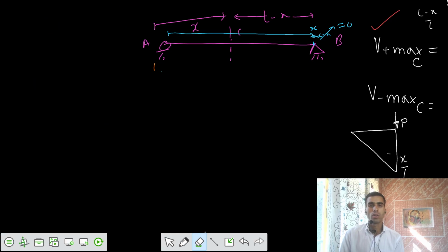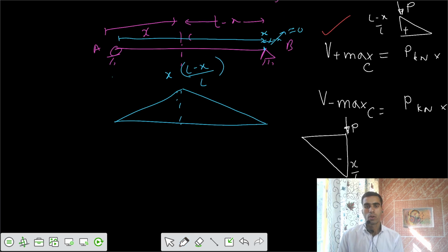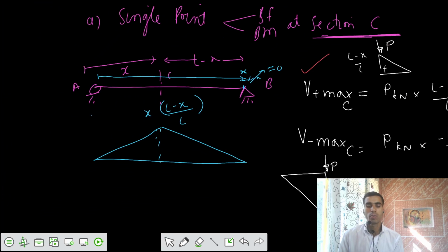Do you know that variation of bending moment? That's AB by L at a particular section. So this is your X, B by L, AB by L. Now this is your ordinate. Now you want to say, because of the single point load, where should that load be placed such that we can have maximum bending moment at C.